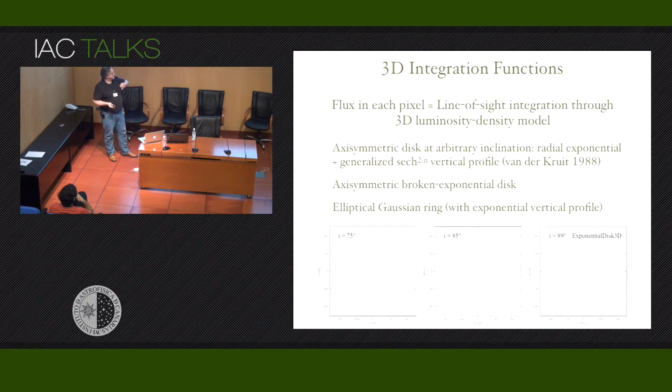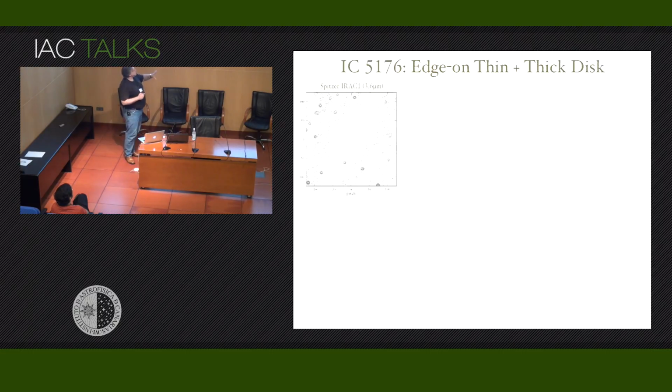There's a variant of that which has the radial profile be a broken exponential, which might be useful for truncated disks. And there's also an example of a Gaussian ring, which can be elliptical rather than axisymmetric. In the bottom here, I'm showing you the axisymmetric disk 3D model seen at three different inclinations. So on the left is 75 degrees, and we go to 85 degrees and then 89 degrees, almost but not perfectly edge-on. And in fact, that diamond shape is what you get for the perfectly analytic edge-on model. The advantage of this model is, however, of course, you can vary it all the way to face-on. So here's an example of using these 3D integration models. This is a Spitzer 3.6 micron image of an edge-on spiral, IC 5176.